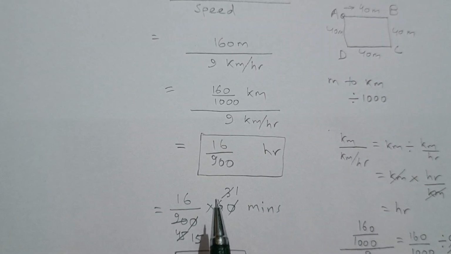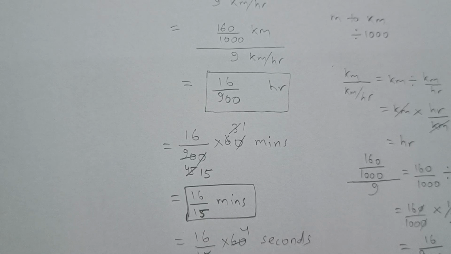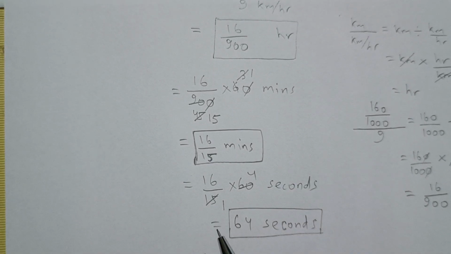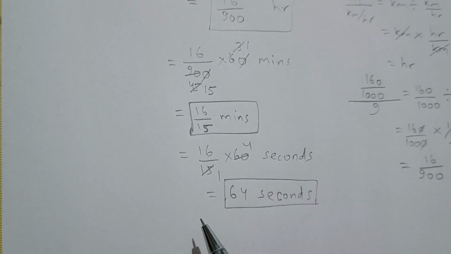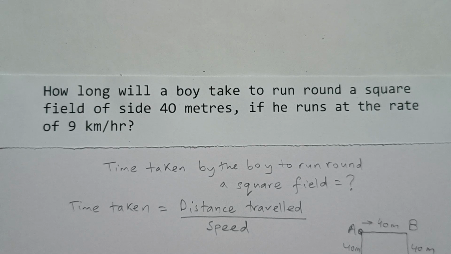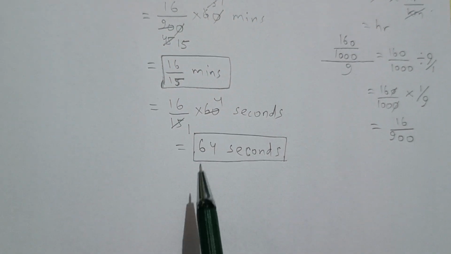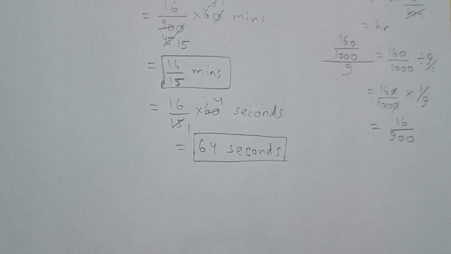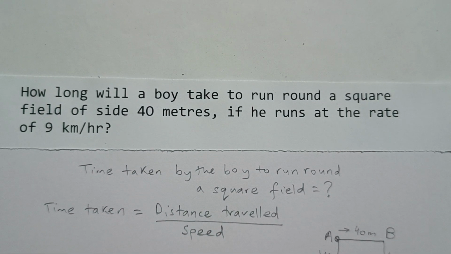Rather than giving your answer as 16 by 900 hours or 16 by 15 minutes, you can give your answer in seconds, which is 64 seconds, which is easier to understand. So time taken by the boy to run round a square field is 64 seconds. So this is how I have solved this particular word question.